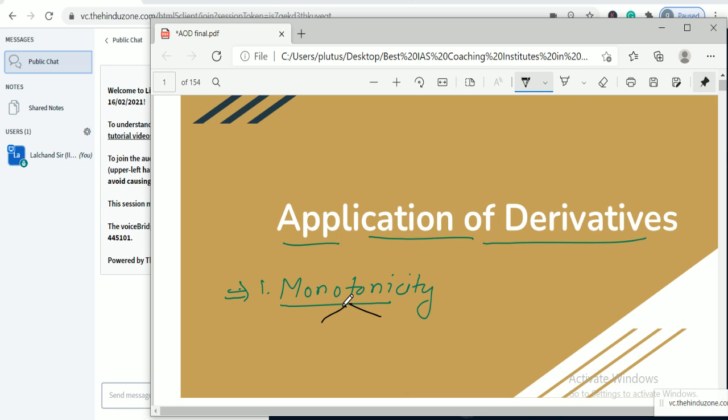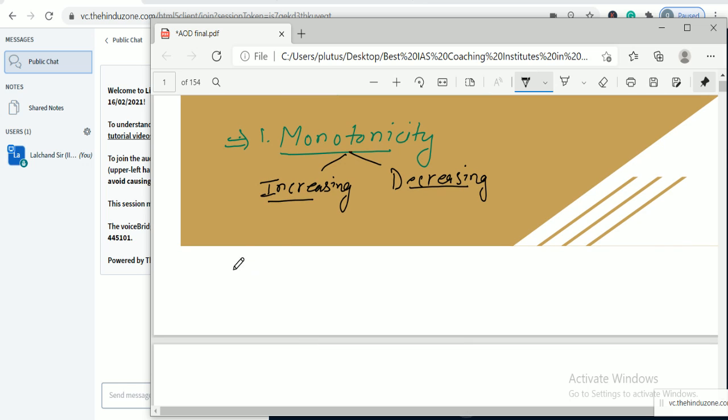In this we discuss increasing and decreasing kind of behavior of a function. Then we discuss about maxima and minima. Up to this we have covered in last class. We have discussed few things about global maxima, global minima, how to find critical points, all those things.